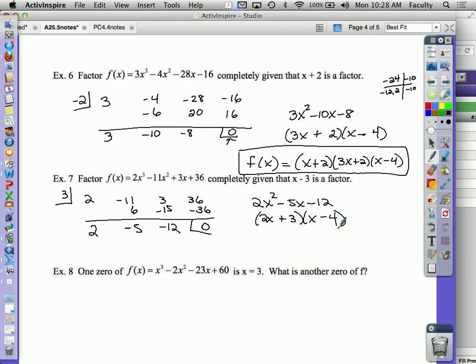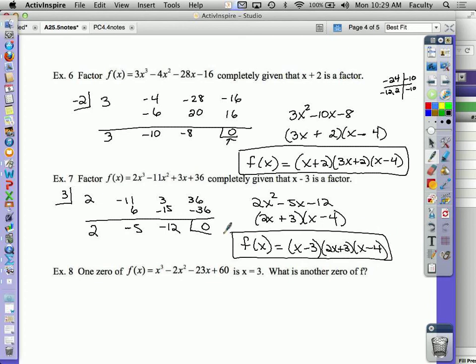Okay, I got 2x plus 3 and x minus 4, but that would not be the correct answer. It says completely factor f of x. So I need to include the f of x equals, and I need the x minus 3 times 2x plus 3 times x minus 4.